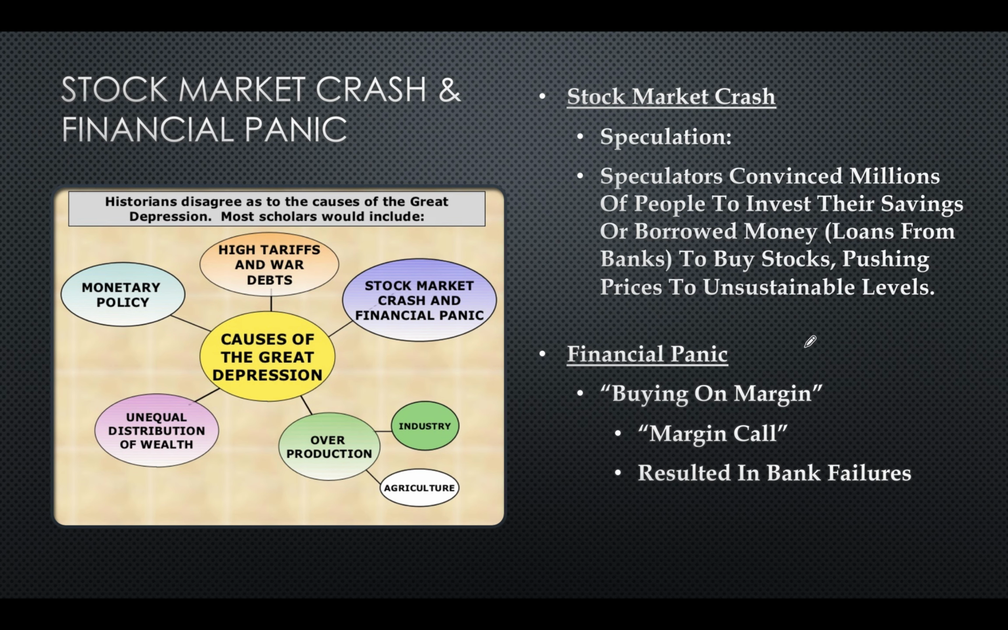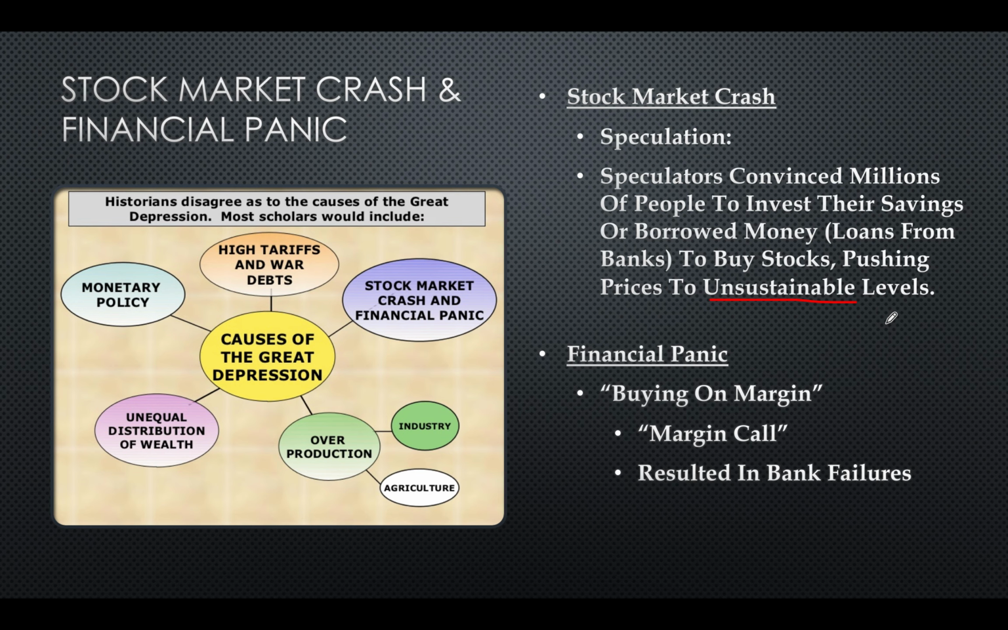All right, a big thing, the stock market crash. So we have what is called speculation. Speculation is when we assume that the stock market is going to continue to go up and up and up. These people are called speculators. They convince millions of people to invest their savings or loans from banks to buy stocks, which pushed the prices to what we call unsustainable levels. That means it could not happen forever. So we had a really, really high stock market. It was called a bull market. And this bull market just keeps going up because people keep buying stock.